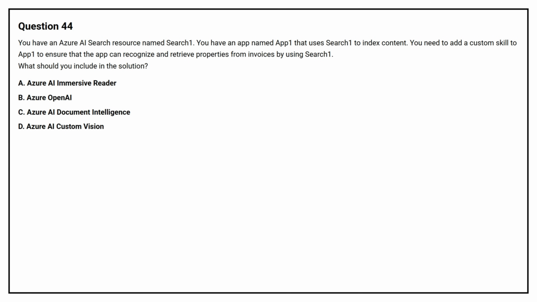Question number 44. You have an Azure AI Search resource named Search1. You have an app named App1 that uses Search1 to index content. You need to add a custom skill to App1 to ensure that the app can recognize and retrieve properties from invoices by using Search1. What should you include in the solution?